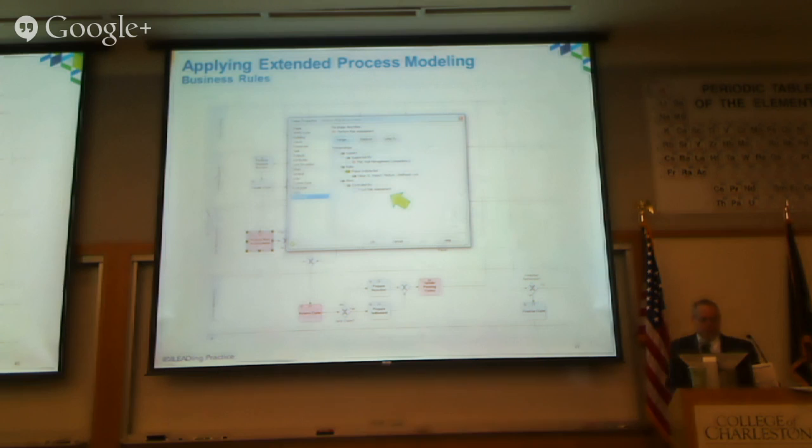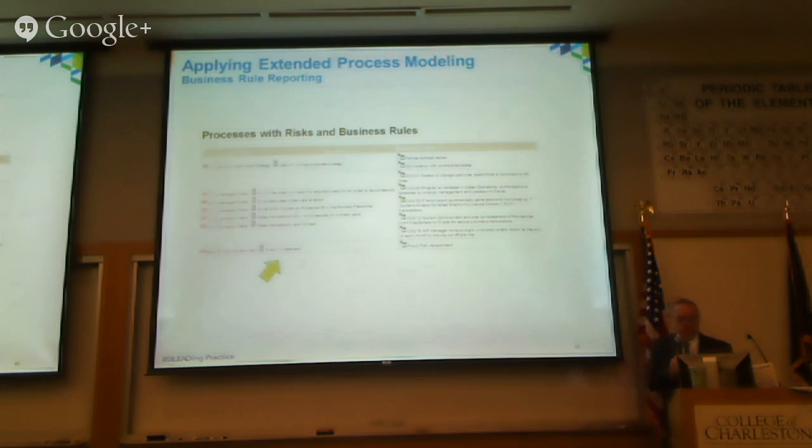And now we map into the model: we take that object and map it to the business rule associated with it. Once we have that and the risks associated with that business rule, we can create reports in the enterprise modeling system to analyze the risks and the business rules across that section of activities and processes.